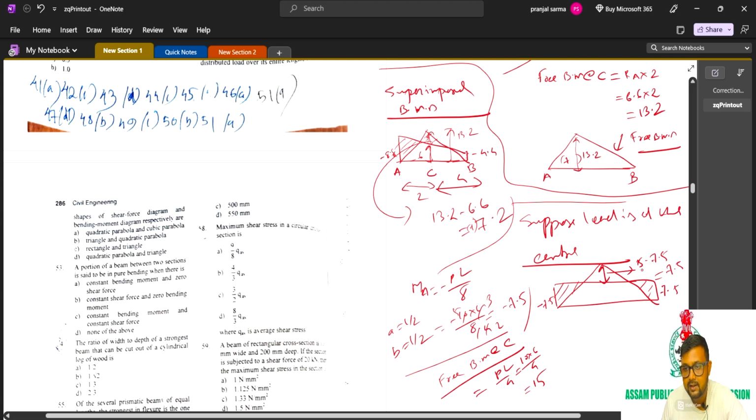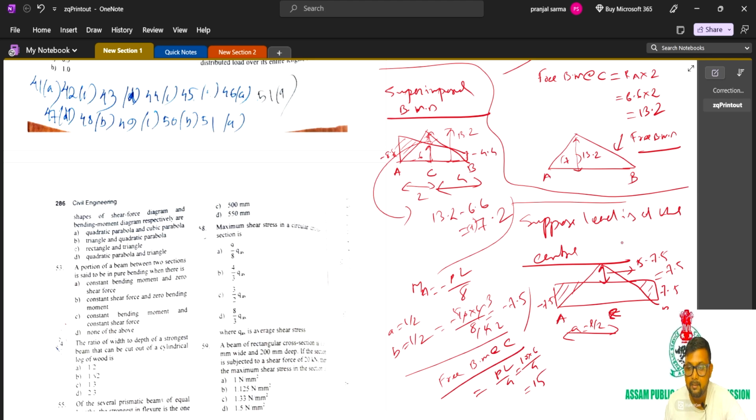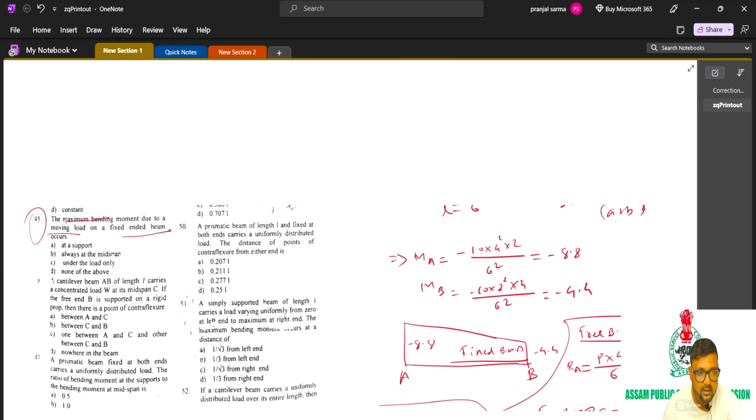7.5. That means in case the load is at the center, the maximum bending moment will occur simultaneously at the center as well as at the fixed end. But if the load is not at the center, then the maximum bending moment in case of a fixed beam will always occur at the support. What will be the answer? Answer is at the support.